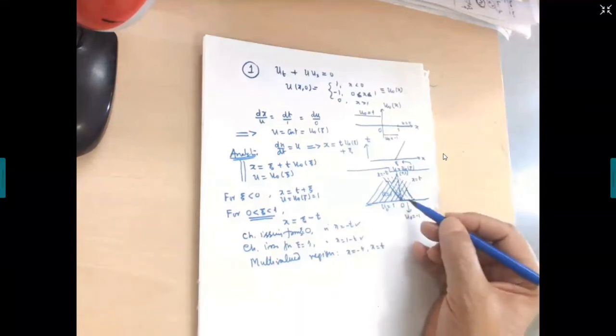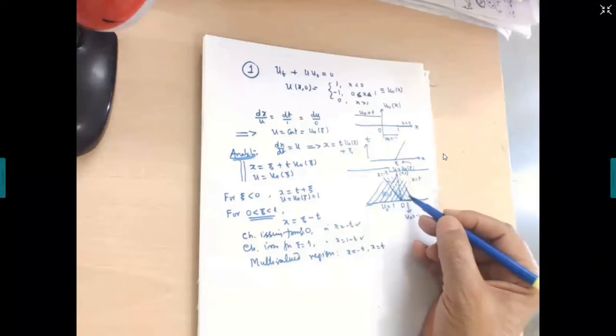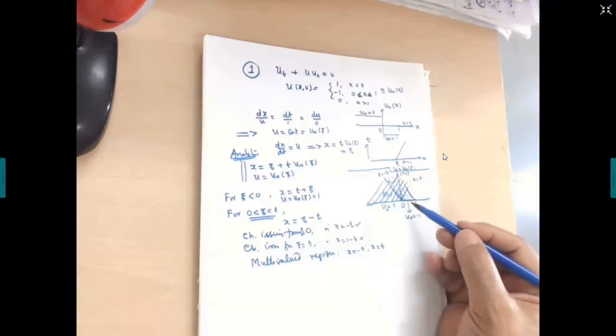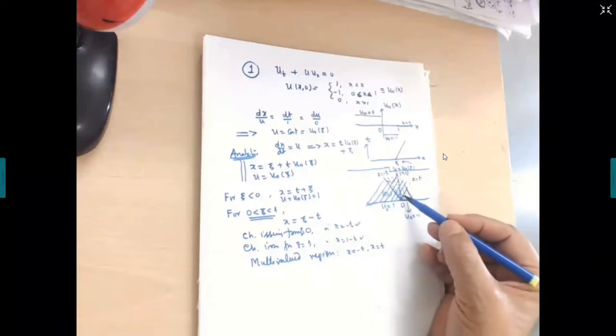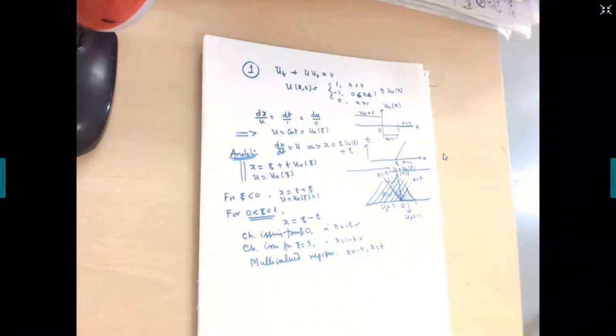Sir, this is x equal to 1 minus t. This is not the multi-valued region. Okay? Look here. These are the characteristics emanating from here. I'm sorry, sir. t equal to 0, this axis. Sir, x equal to 1 minus t.